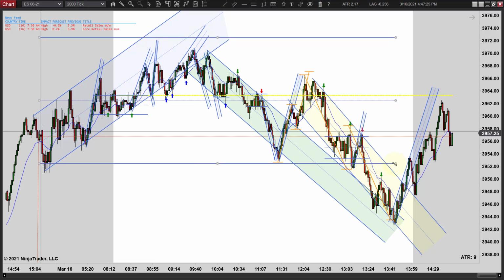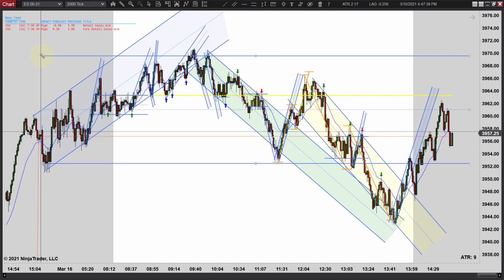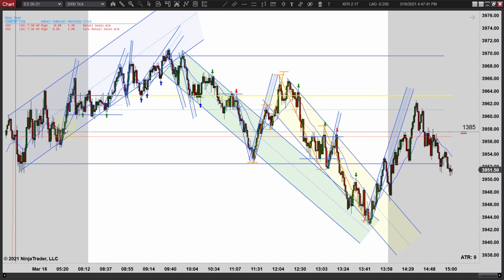So let's put this on here, just so you can see the bigger picture. And that's how I would have drawn it. And you can see the midline coming into play there. And when we broke lower, I would have just looked for a measured move on these two legs.